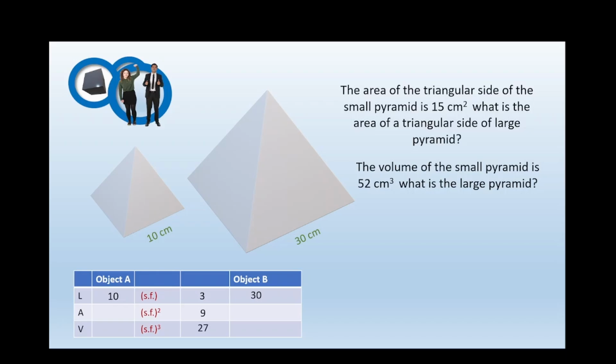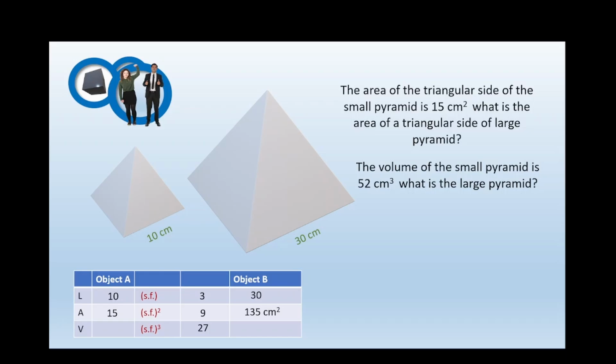Now I go to part 1 of my question, and this is the area of the triangular side of the small pyramid. I'm not too fussed about what it is. What I am fussed about is what it represents, and it represents area. That's an area on A. So I'm going to put that into that part of my table. And now I can instantly work out what a similar triangle on B is just by multiplying it by 9.